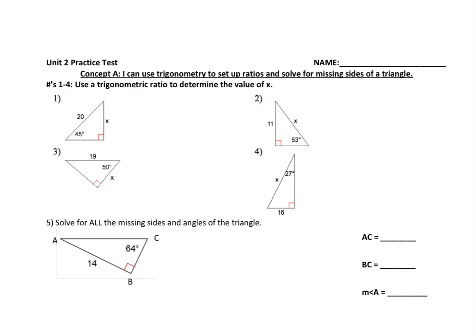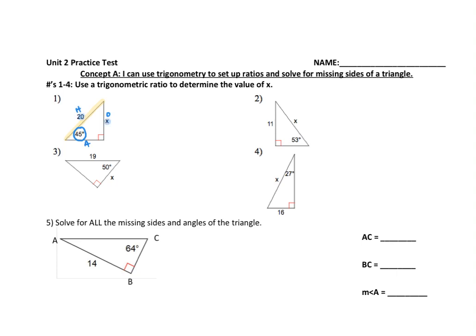Okay, so for the first questions, we're just determining the value of x. So I'm going to start by highlighting my hypotenuse. I'm going to circle my reference angle. And using my reference angle, I'm going to label my sides. So in this problem, we're solving for the opposite side. And we're given the hypotenuse.